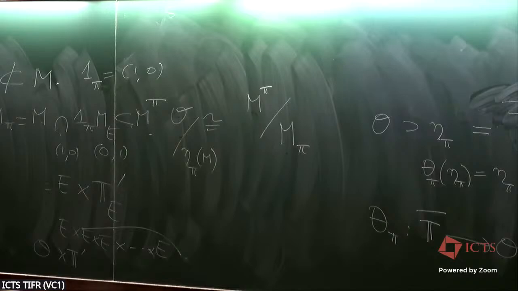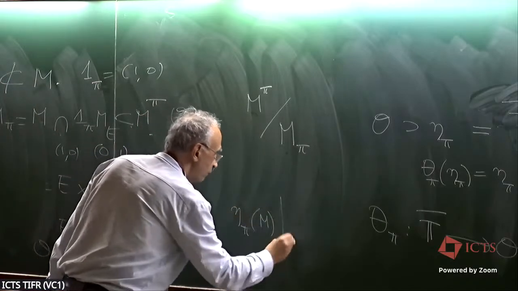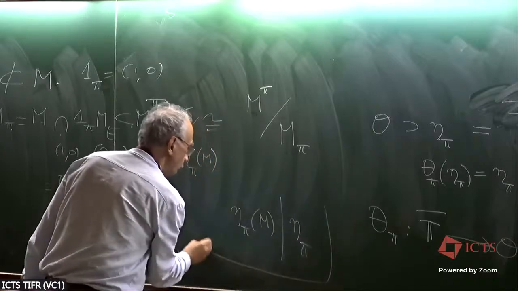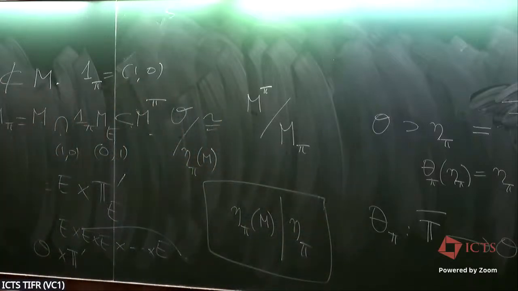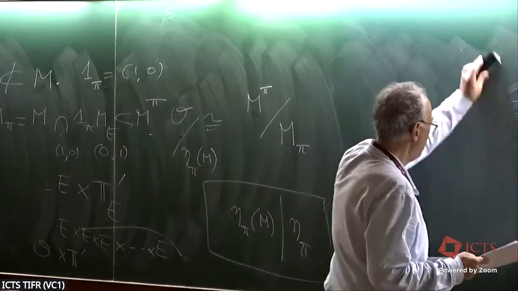And you always have, by definition, the divisibility eta pi of M divides eta pi. But unfortunately, it may not be an equality. But it is an equality if M is free over the Hecke algebra, of course. So in the case where M is free over the Hecke algebra, you have equality.